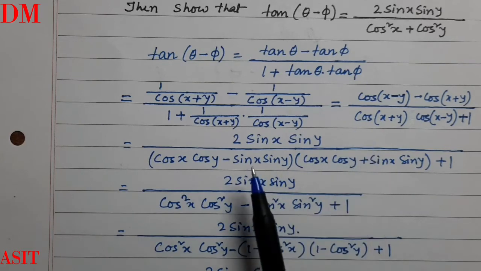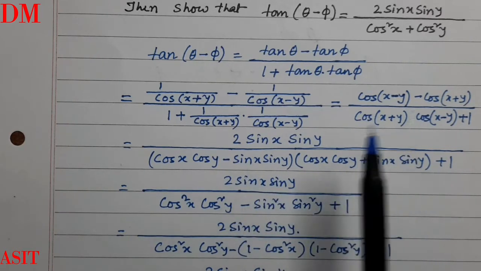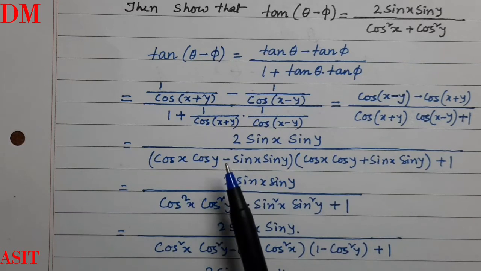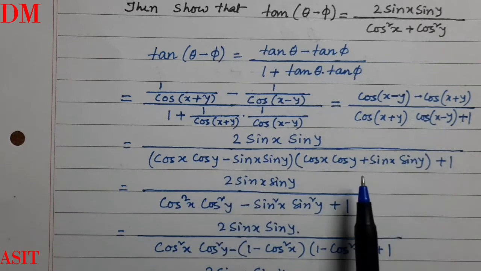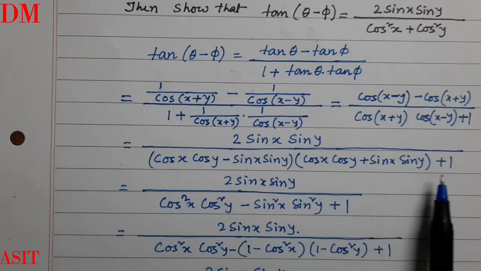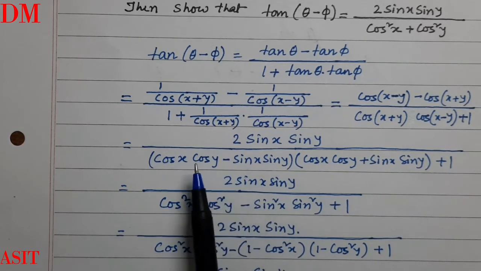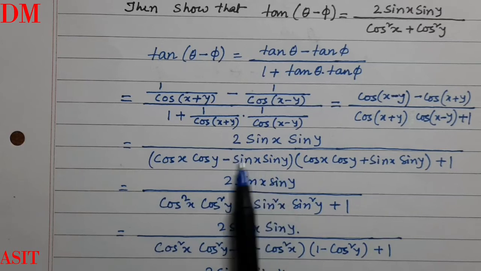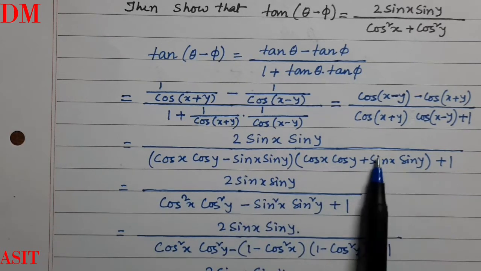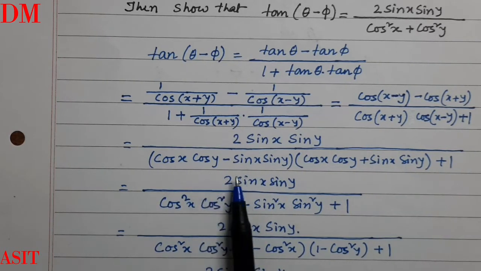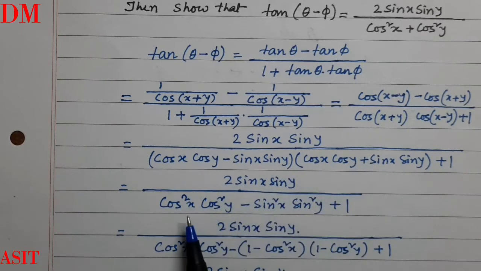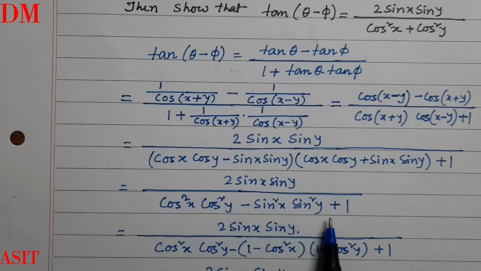Now here we just applied the formula of compound angle. Cos of x plus y, this is the formula. Cos of x minus y, this is the formula. And there is a plus 1. Now this is actually in the form of a minus b into a plus b. So therefore again we can apply the formula a square minus b square. So there is the a square minus b square.